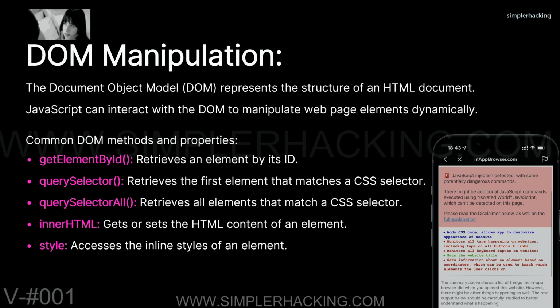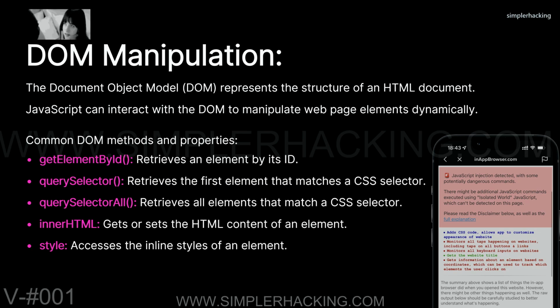Let's review some common DOM methods and properties you'll use with Evilginx. Starting with getElementById, it retrieves an element by its ID, which is a unique identifier for elements in the DOM. This method is commonly used to directly target specific elements for manipulation. querySelector retrieves the first element that matches a given CSS selector. This is useful when you need to target elements based on their class, tag, or other attributes. querySelectorAll retrieves all elements that match a given CSS selector, allowing you to work with multiple elements simultaneously.